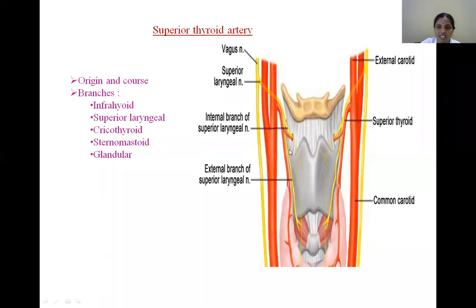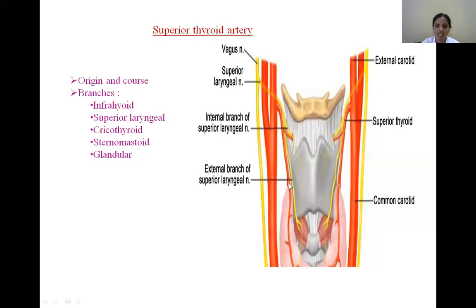After that, it descends further down, and here it provides one more branch to the cricothyroid muscle. So that is a cricothyroid branch. Then, on its course posteriorly, sternomastoid branches. So these sternomastoid branches pass in front of the carotid sheath and supply the sternocleidomastoid muscle. And finally, it gives a glandular branch. On reaching the upper pole of the thyroid, it bifurcates into anterior branch and posterior branch.